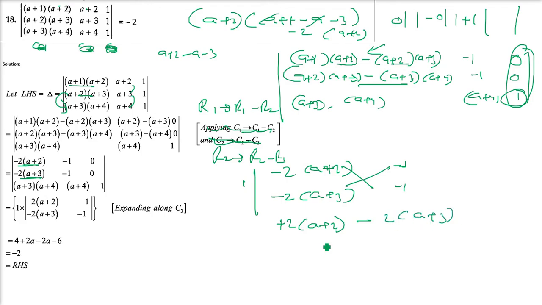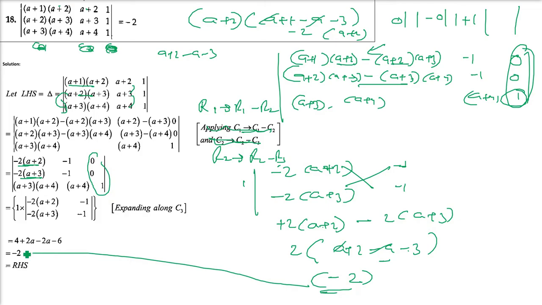Now you can take 2 common here. It will be a plus 2 minus a minus 3. So a gets cancelled. It will be negative 1. Negative 1 into 2 is going to be negative 2. So ultimately we have to prove it as negative 2 only, and we have got negative 2 on the right hand side. I hope you'll be able to do this. Okay. So this is the way. If you are not left with any option, just do row 1 minus row 2, or row 2 minus row 3, or column 1 minus column 2, column 2 minus column 3. At least you get 2 zeros. That will make the calculation easier. So we took the third column and opened it up. So minus 2 is the answer.